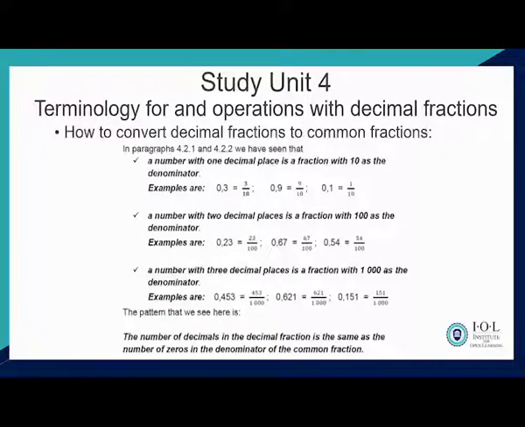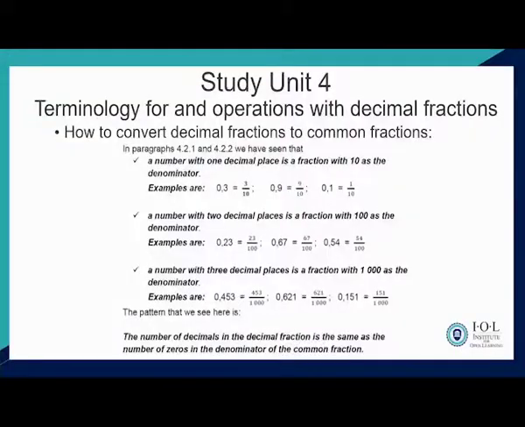Now, let's have a look at how to convert decimal fractions to common fractions. That is in Study Unit 4. Students, I will ask you some of these questions. You need to know how to convert. Examples. 0,3 means 0 units, 3 tenths. It's 3/10. So that's 3 over 10. 0,9 is 9 over 10.